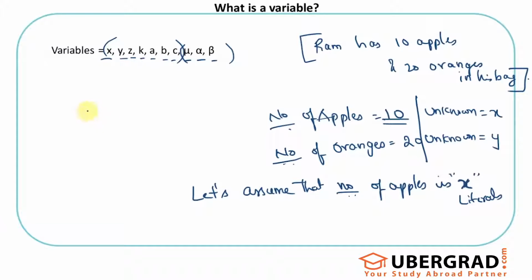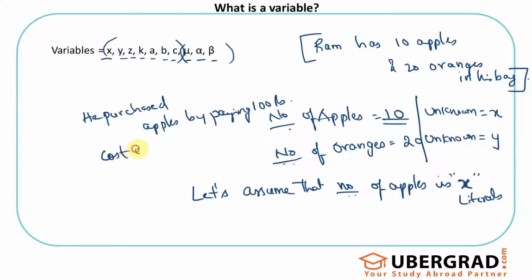Now there could be a clue that, for example, he purchased apples by paying 100 rupees. So Ram purchased the apples he has by paying 100 rupees, and the cost of one apple is 10 rupees. With these two lines, I can actually figure out how many apples he must be carrying. We obviously know, if one apple costs 10 rupees, how many apples can someone buy with 100 rupees? That's basically 10 apples.